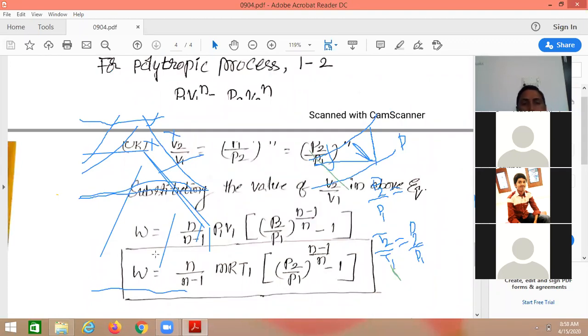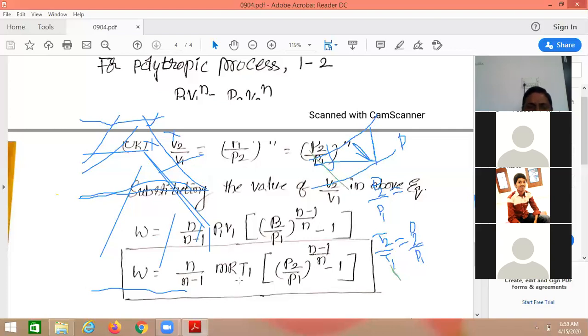So the compression work for every cycle can be obtained as n by (n minus 1) P1 V1 [(P2 by P1) whole power (n minus 1) by n minus 1], where P2 is the pressure after compression and P1 is before compression, and n is the index or exponent of the polytropic process, which lies between 1 and 1.4. For an isothermal process, n equals 1. For a reversible adiabatic process, n equals 1.4. For a polytropic process, n may be between 1 and 1.4.